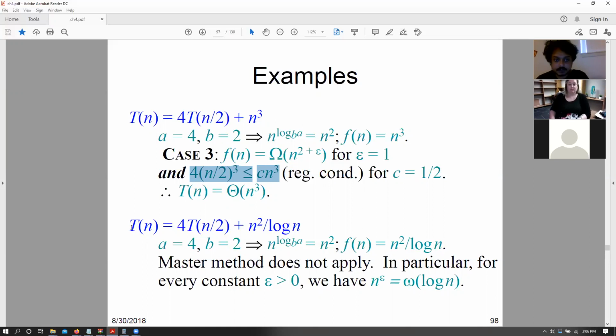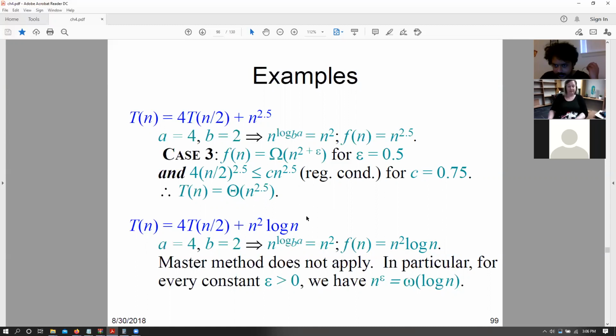Now, we have T of n equals 4T(n/2) plus n squared by log n. Again, we have the same weird issue that we had earlier, that we do not have any epsilon greater than 0, and for all n raised to the power of epsilon, it is going to dominate log of n. So in that case, we cannot apply master method to this particular case here, right?